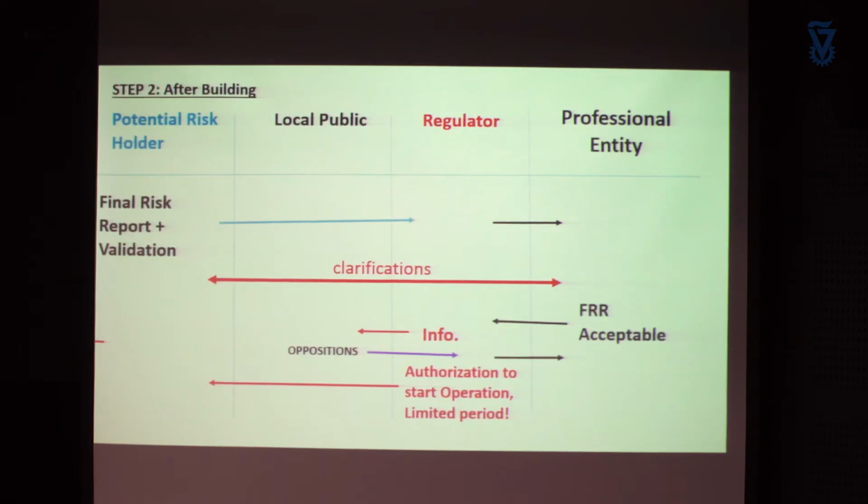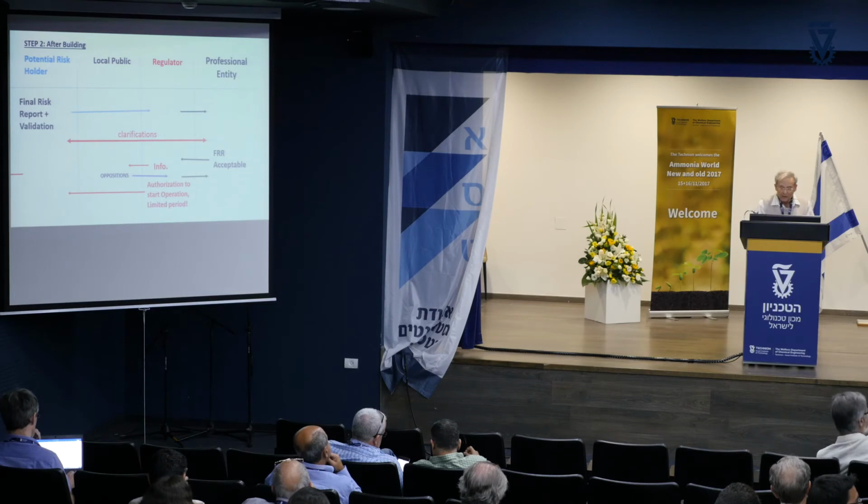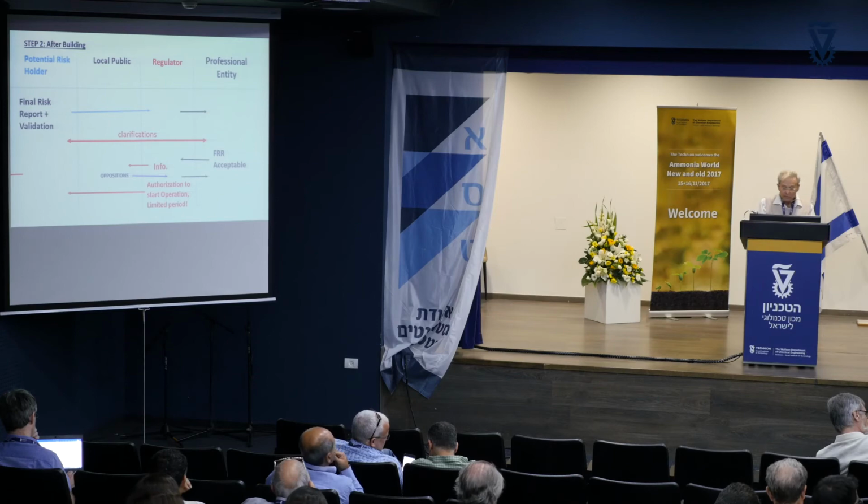Now, step two is after the building. After the building, a final risk report should be issued with validation, and there are methods of how to validate the assessments and the simulations that were carried out. Again, it goes to the regulator, who passes it over to the professional entity after some clarifications and so on. Let's say that we come to the stage that the final risk report is acceptable.